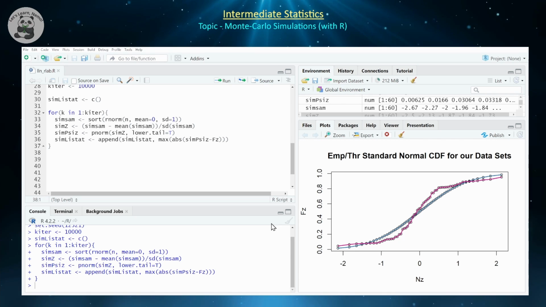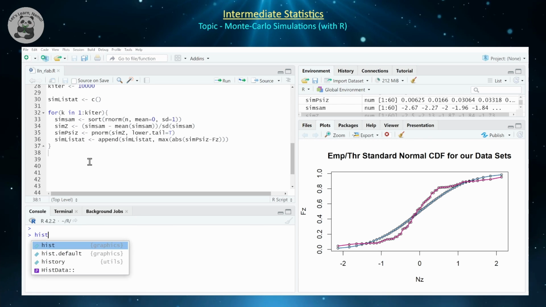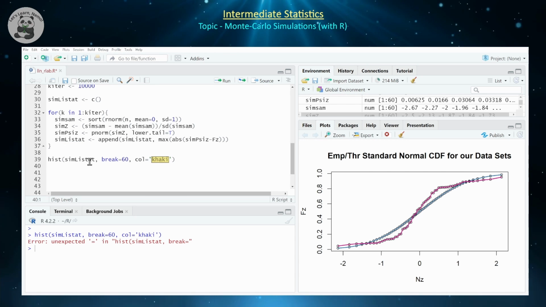You'll see a little plus sign there if it takes a pretty while, but mine is practically done, so no worries there. So once we have that done, now we can generate our histogram to get a sense of what this test statistic distribution looks like. So we can do a histogram of our simulated Lilliefors test statistics, and let's do, for example, 60 breaks, and let's give it a color. Let's do khaki. Right. So this is going to be our distribution, and it should be breaks, not break.